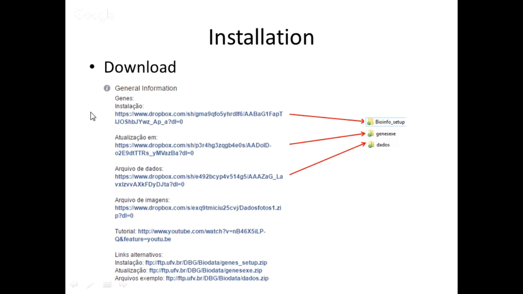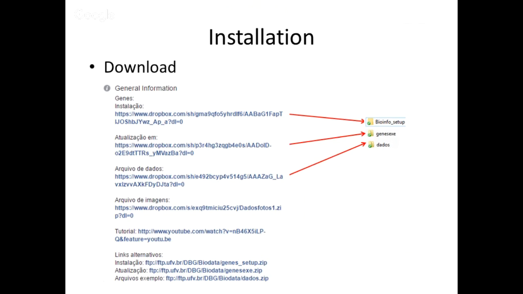So, to install Genius and make it work properly, we must have 3 files, 3 folders, I'm sorry. The first one is called Bioinfo Setup. The second one is called Genius X. And the third one is called Dados, which is Portuguese for data. I can click, it will link me to Dropbox, and I can download without having a Dropbox account as well. That's very good for everybody. Once you download those 3 folders, we can start the installation.